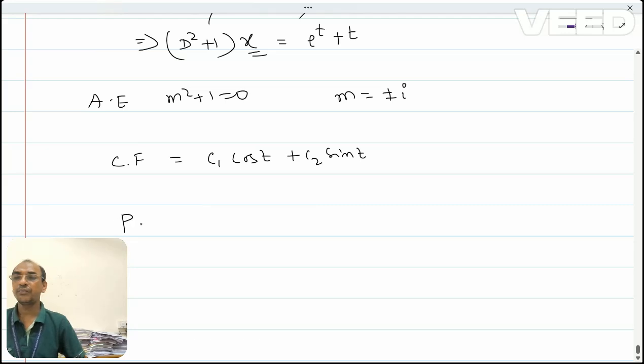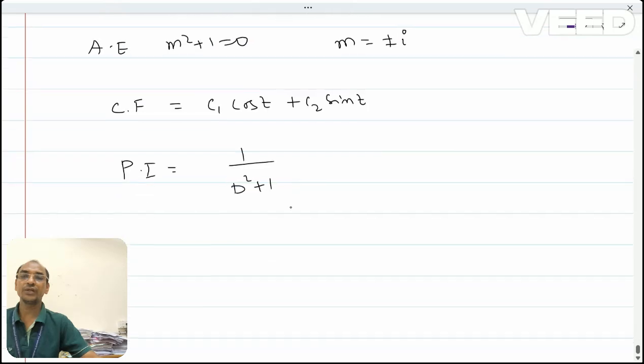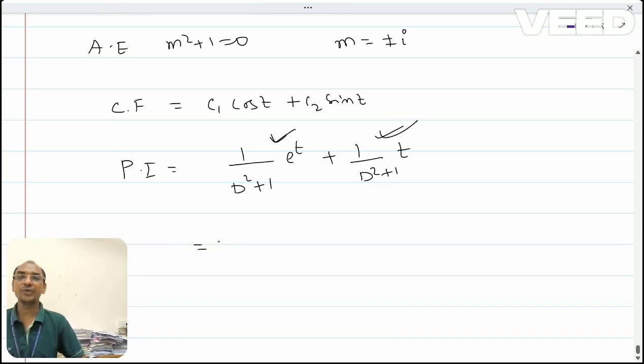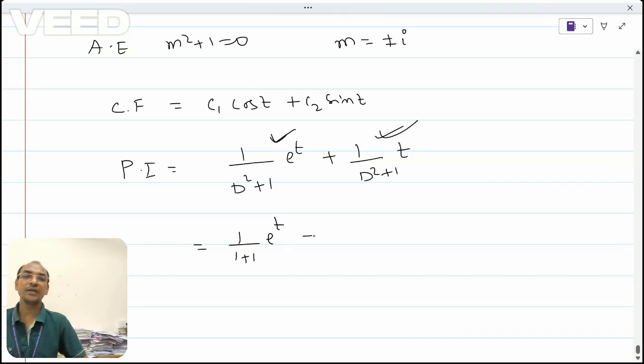We'll find here PI equal to 1 by D square plus 1 into e to the power t plus 1 by D square plus 1 into t. So this is like a polynomial function, this is like an exponential function. So for the exponential function, D will be equal to 1. So 1 by 1 square plus 1 into e to the power t. And here this is a polynomial function, so (1 plus D square) to the power minus 1 into t.